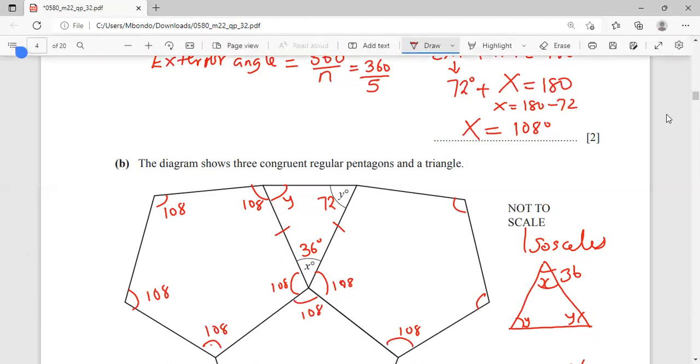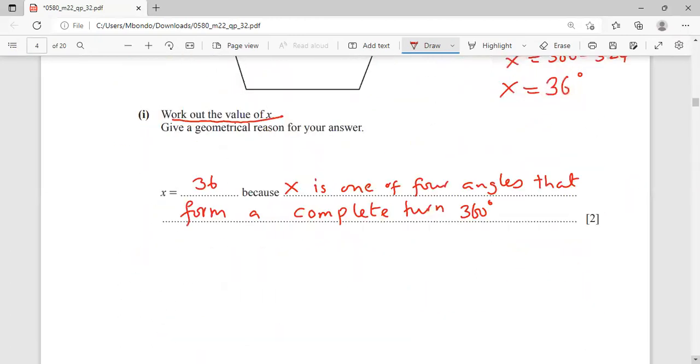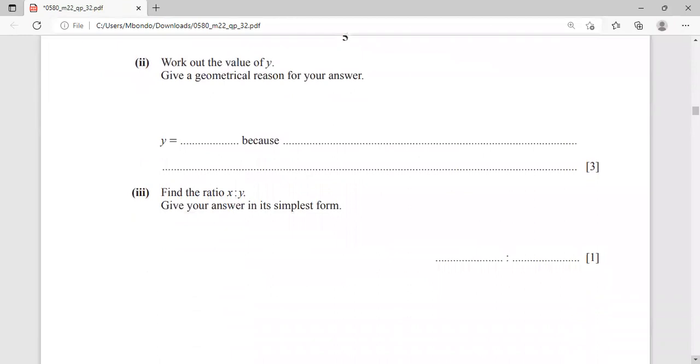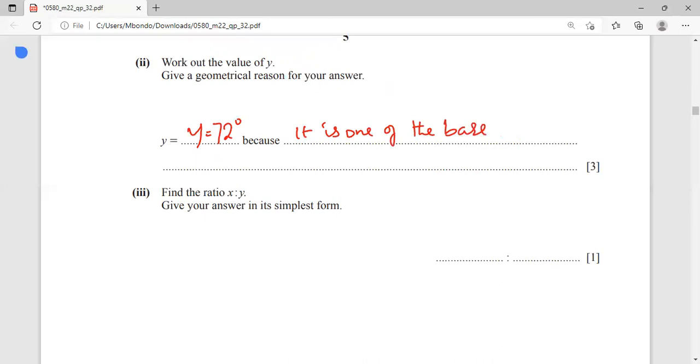All right, I hope you're following. So y is equal to 72 degrees because it is one of the base angles of an isosceles triangle. I think that is the reason there.